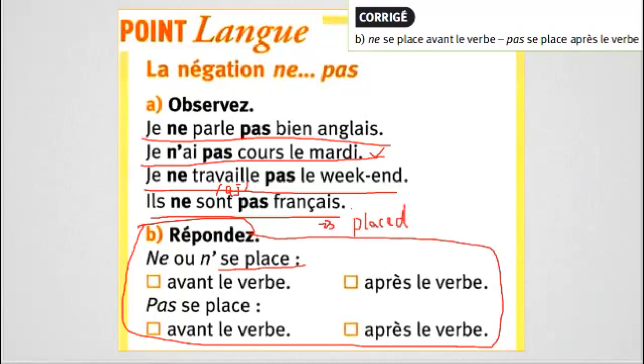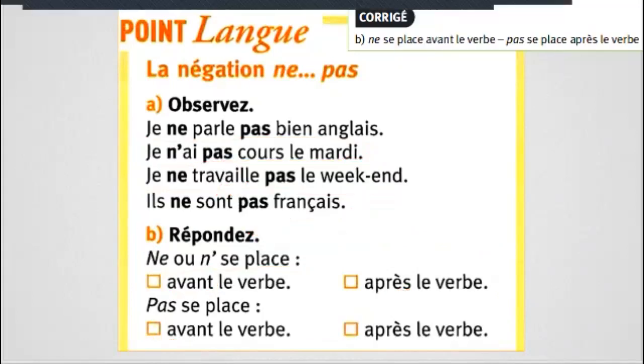This one or this one? Avant means before. Après means after. Avec le verbe. Ne will be, but how to pronounce this? The pronunciation is not good. Avant. Very good. Ne se place avant le verbe, and pas après le verbe. Very good. This will be the answer.